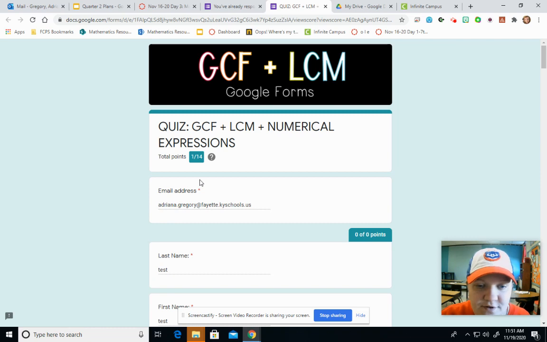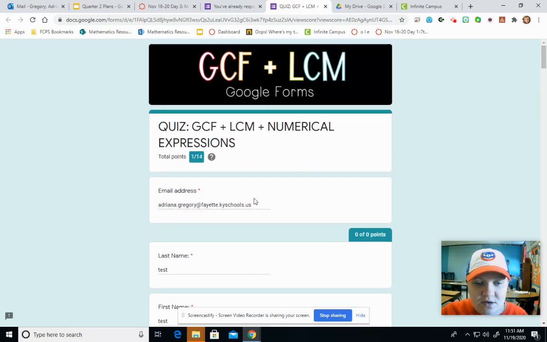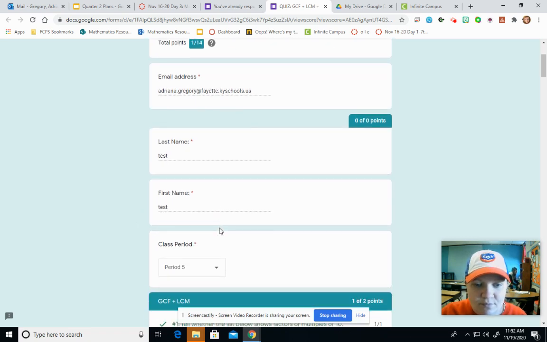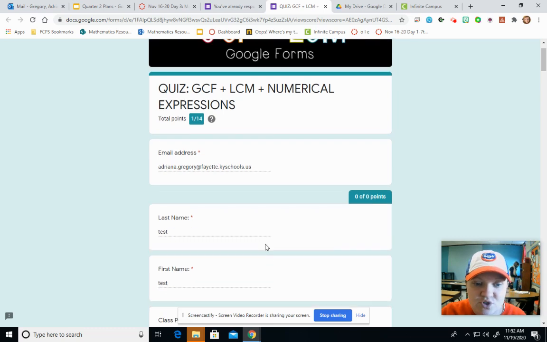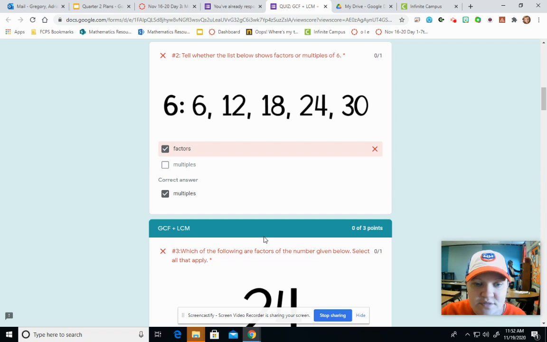All right, so the first thing that we're going to do is come here and type in our email address, our school email address. We are going to type in our name, first and last name. Then we are going to type in our class period. And this quiz is going to work in sections. So once we fill out one section at the bottom, we click next, and then we go on from each section, okay? So the first question asks us about factors and multiples.